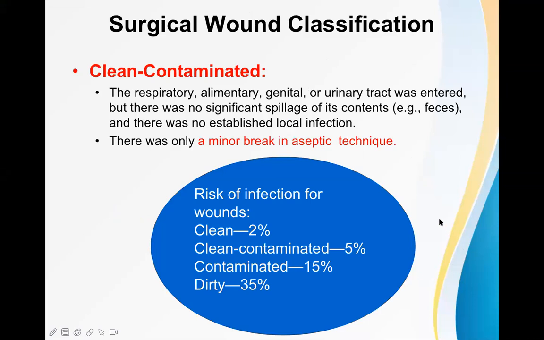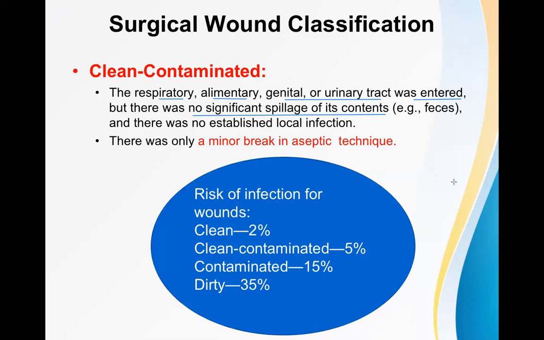Now the second type of surgical wound is called clean contaminated wound. Okay, clean contaminated. What do you mean by that? In this case, the respiratory, alimentary or GI tract, genital or urinary tract was entered. Probably the surgeon has given incision on those tubes, but there was no significant spillage of its contents. All of these have got certain contents, isn't it?